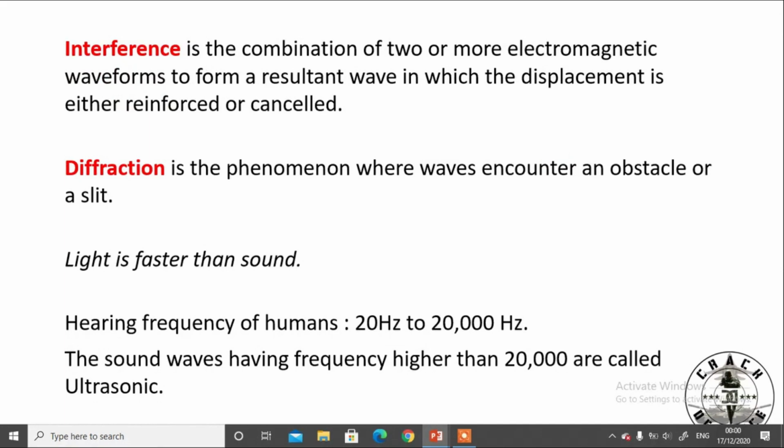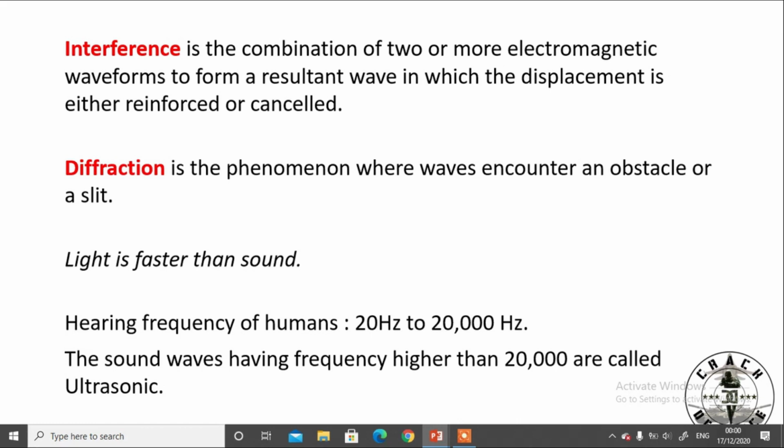Further coming to interference. So what is that? It's just the combination of two or more electromagnetic waves to form a resultant wave in which the displacement is either reinforced or cancelled. Now diffraction is a phenomenon where waves encounter an obstacle or a slit. We can even say where bending of waves around the corner of an obstacle or through an aperture into the region of geometrical shadow of the obstacle happens.